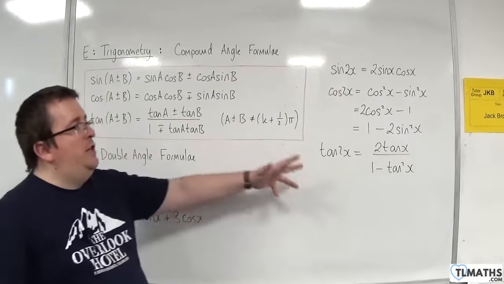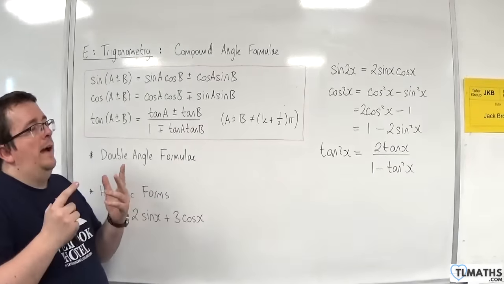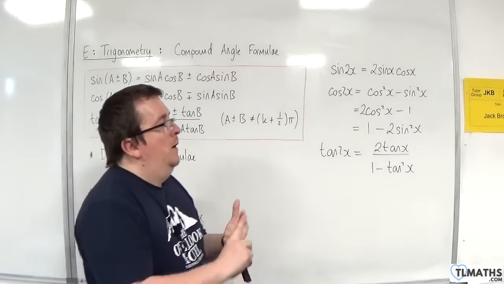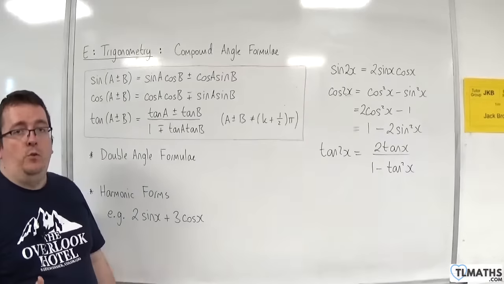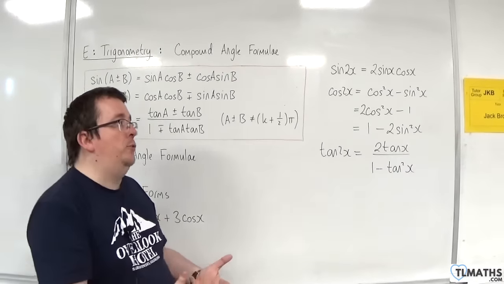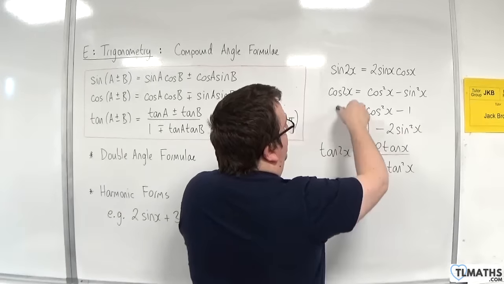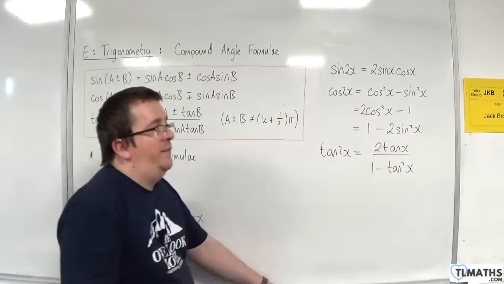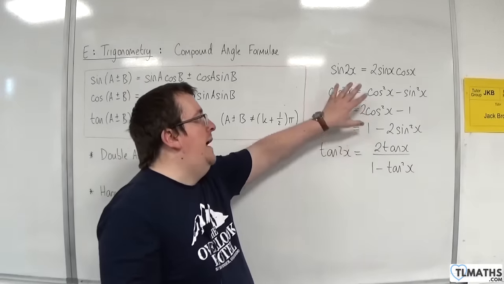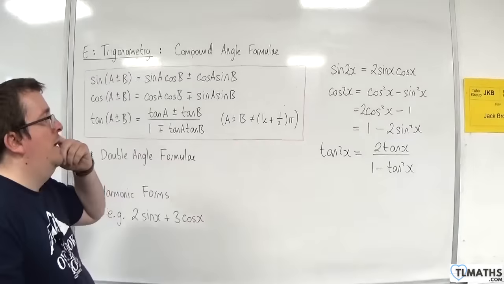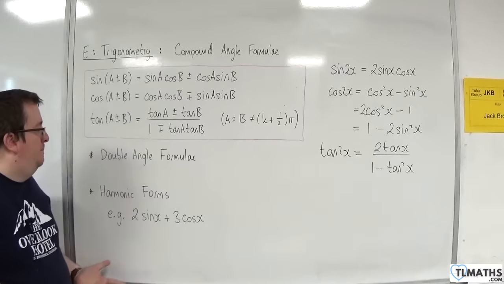Now, you may use these within proving identity questions or solving equations, or you need these when you're integrating sine squared or cosine squared. So if you have to integrate sine squared by itself, then you need to write sine squared in terms of cosine 2x using that identity, and then you can integrate it. So you do use these in multiple parts, okay? So they're really, really useful. And as I said, you don't want to have to derive them in the exam.